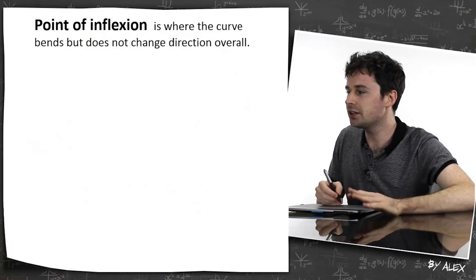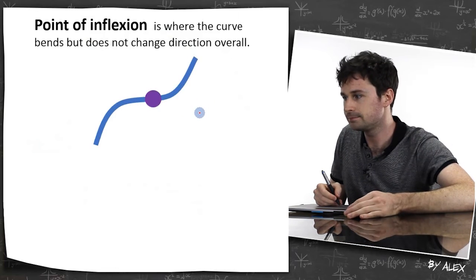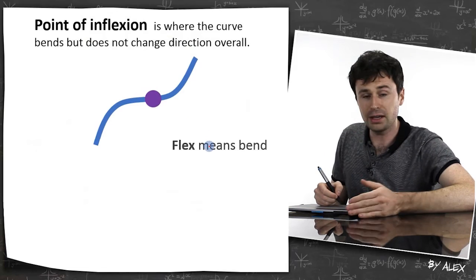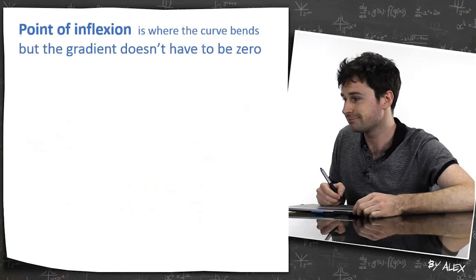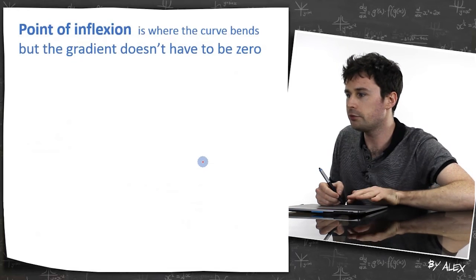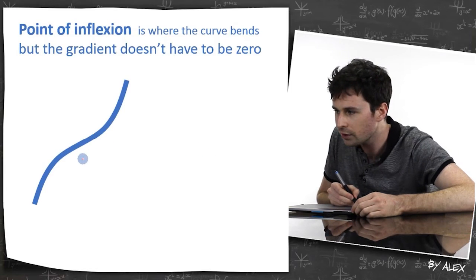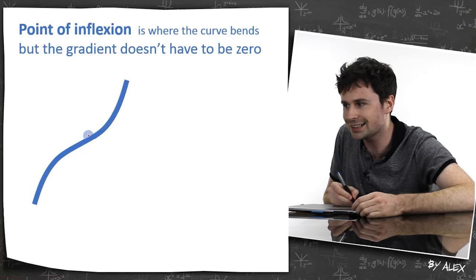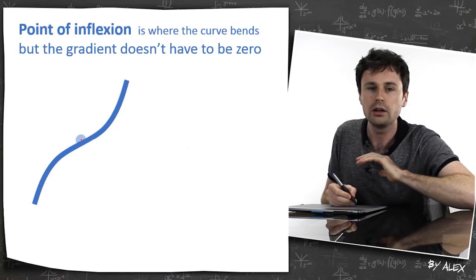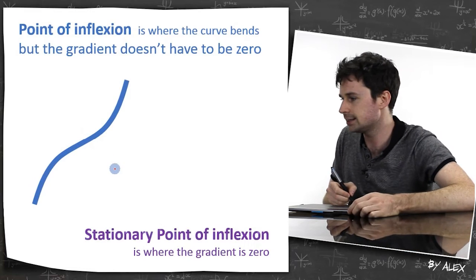So a point of inflection is where the curve bends but does not change direction overall, like that. Flex means bend, like flexible. That's why it's called a point of inflection. A point of inflection is where the curve bends, but the gradient doesn't have to be 0. So if we look at something like this, the lowest gradient it has is about half or something. So this actually doesn't have a stationary point in it. So you might not come across them, but just be aware that they exist.